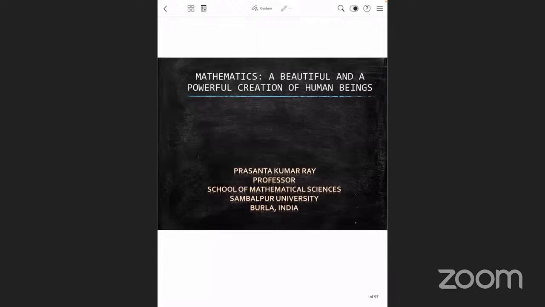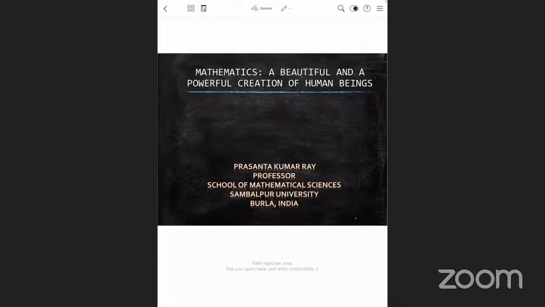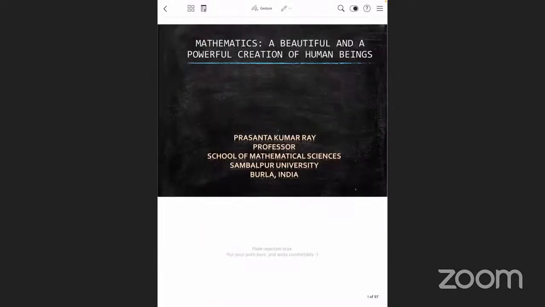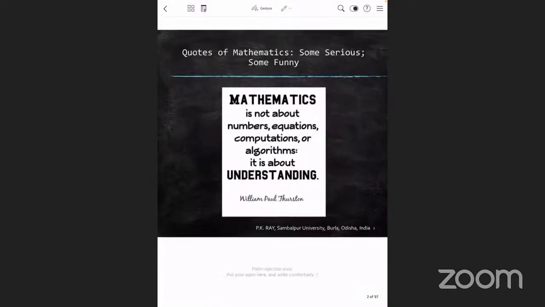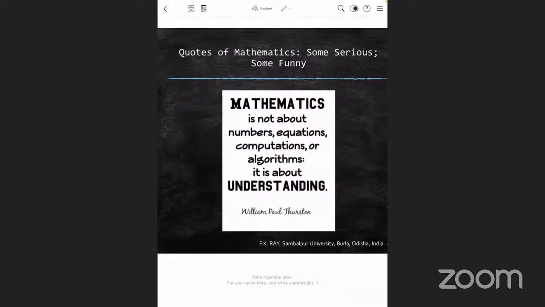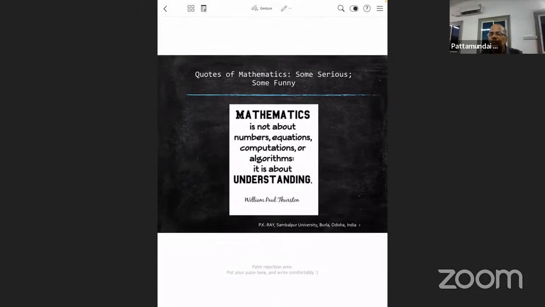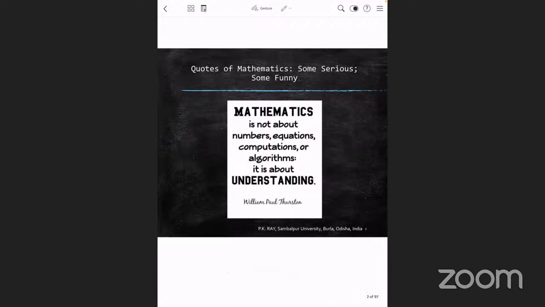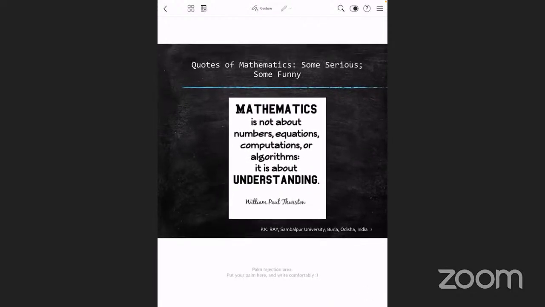So my topic is balancing numbers and their related sequence, an overview. Though that was my topic, I would tell a little about the mathematics first, and I have collected these from the internet. You might have seen all these things in social media. So these are some quotes of mathematics before I start my main topic.